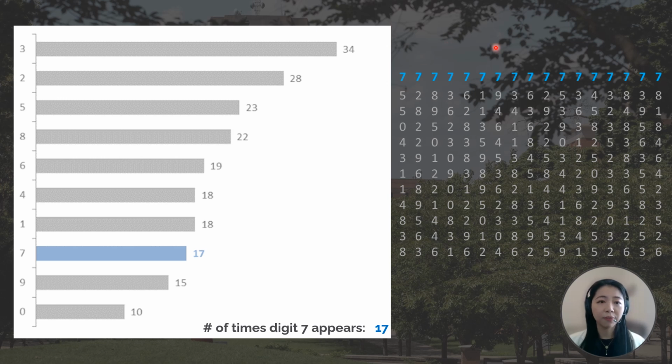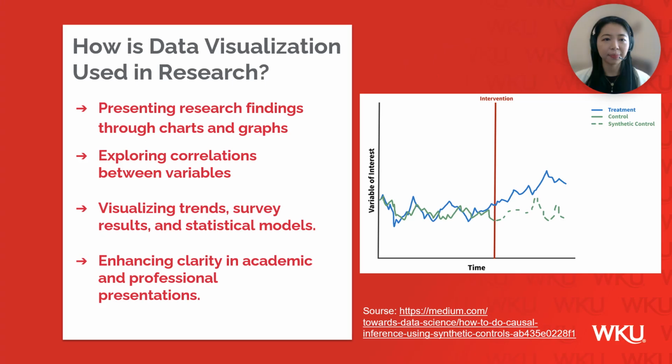So instead of searching through a table of numbers, now we have a bar chart showing how often each digit appears. And right now we can see that 7 appears 70 times. So this is the power of data visualization: it turns numbers into meaningful insights.